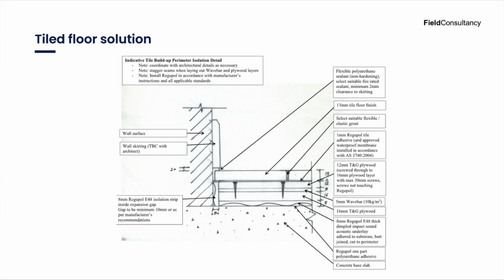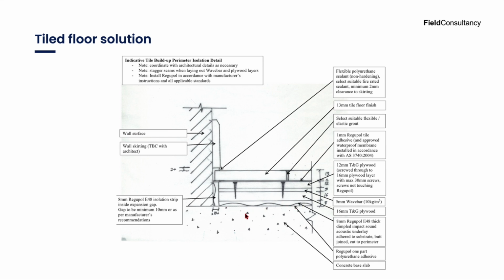First of all, we have the outer surface, which is the 12mm tile build-up. We then have a tile adhesive, which was specified by the specialist manufacturer we were consulting for impact noise mitigation. It then has a 12mm layer of tongue and groove plywood. It then has a 5mm resilient layer called wave bar, which is a rubber, which provides impact noise resistance. We then had a 16mm layer of plywood underneath, and then a second layer of the Regupol resilient layer. In this case, it was dimpled.